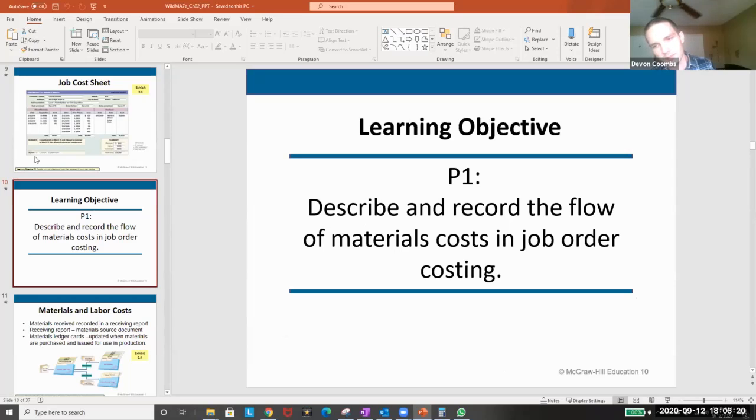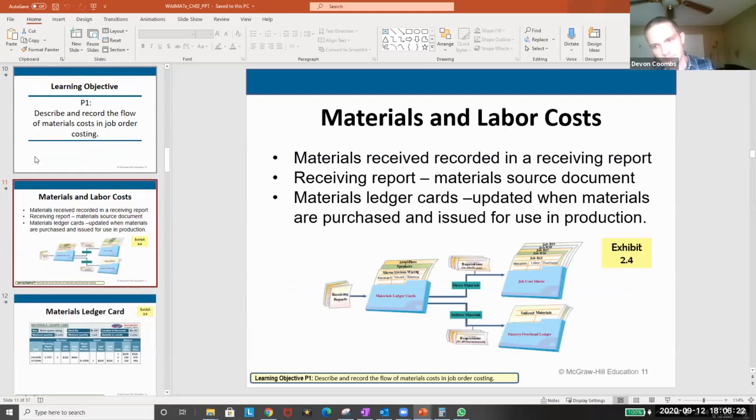describe and record the flow of materials and cost. The flow here, we just walk through it. Again, this is just another way to think through the information, right? We get a receiving report or a requisition report. We'll get them this material ledger.